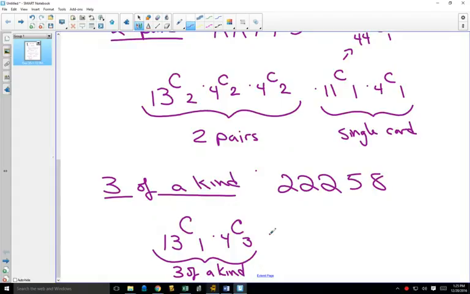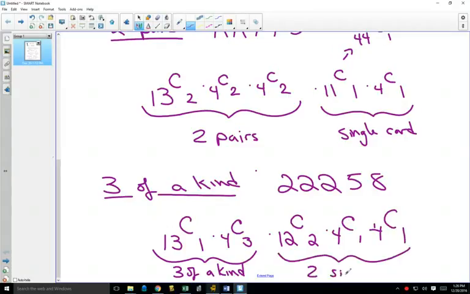How many numbers do we have left? We have 12 numbers left. We need to choose 2 of them. And then there's 4 fives, choose one of the fives. There's 4 eights, choose one of the eights. And that'll count 2 single cards.